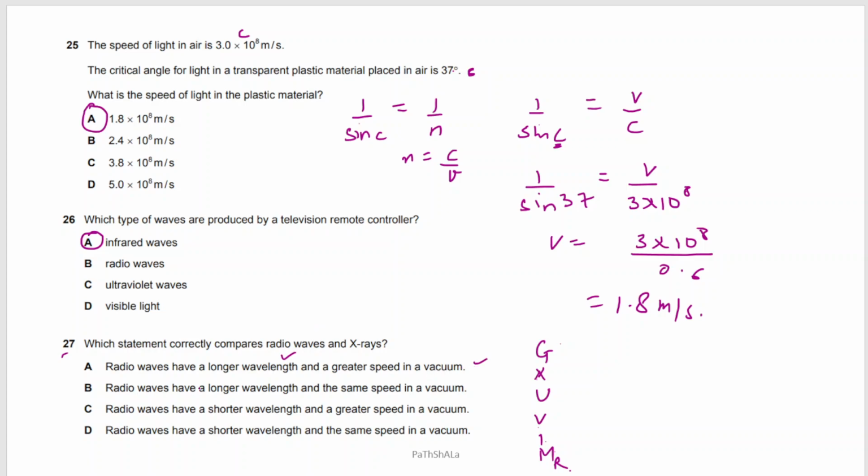So radio waves have a longer wavelength, yes, and the same speed in vacuum, yes. So the correct answer is B. Radio has a shorter wavelength, no. Radio waves do not have shorter wavelength. They have longer wavelength but do not have greater speed. They have the same speed. So all these waves travel with the same speed, which is the speed of light in vacuum.